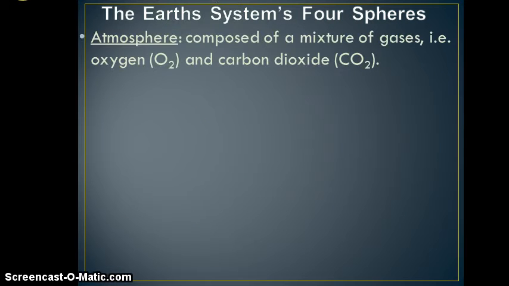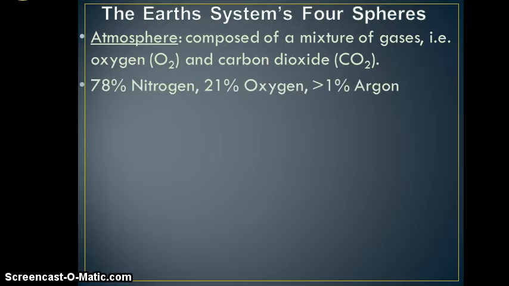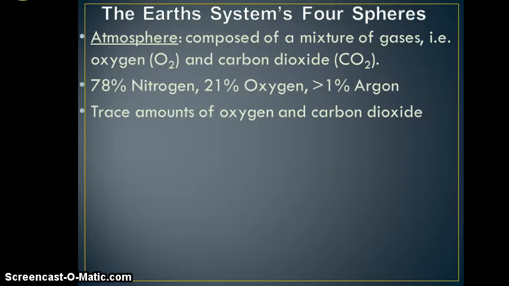Then we started to talk about these different spheres. We got into the atmosphere, which is composed of gases, some of them being oxygen and carbon dioxide. I have here that most of the atmosphere is made up of nitrogen, and the second most abundant gas, oxygen, and then argon. Things like water vapor and carbon dioxide are in that less than 1%, and argon is the most common one. We have trace amounts of gases, things like carbon dioxide and oxygen.